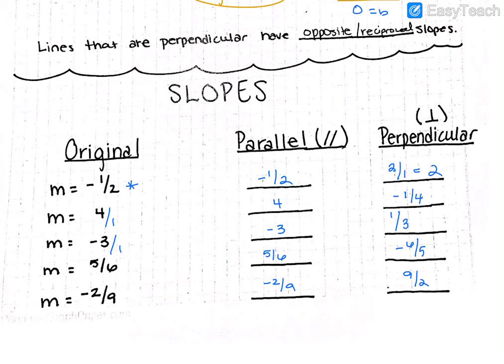But when you do the perpendicular, you're going to change the sign and flip it. So for this one, this was a positive, so we did it as a negative. This was 4/1, so we wrote it as 1/4. A negative becomes a positive, 3/1 becomes 1/3. Positive now is a negative, 5/6 becomes 6/5. Negative becomes a positive, 2/9 becomes 9/2. So we just have to get in the habit of finding the new slope.